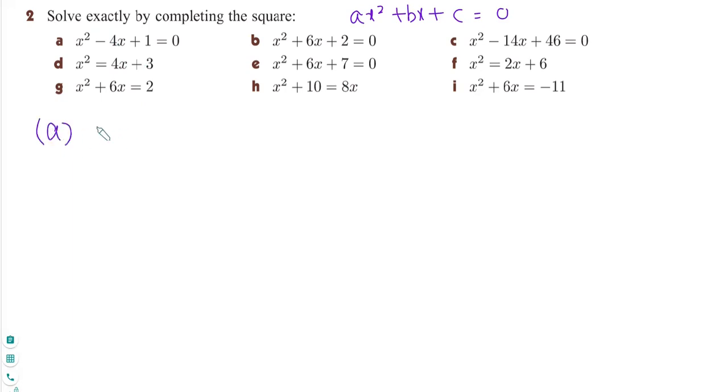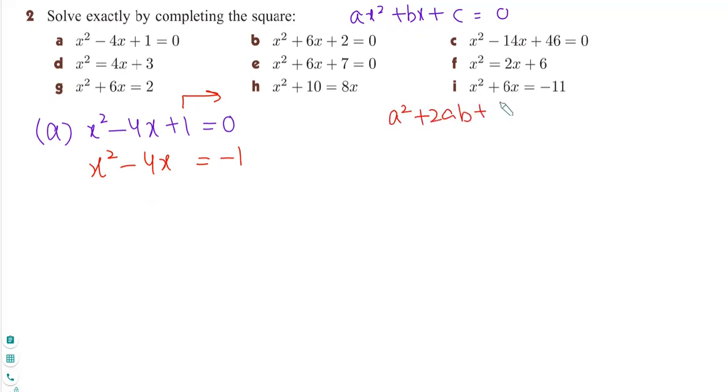So in these types of questions, we have to complete the square on the left-hand side, right? So the first step is to just shift this constant to the other side. The constant here is 1. So just shift this constant to the other side. Got it? So it will be x squared minus 4x is equal to negative 1. Now, on the left-hand side, we have only two terms, x squared and negative 4x, and we have to make them the completed square, which is a squared plus 2ab plus b squared, right?